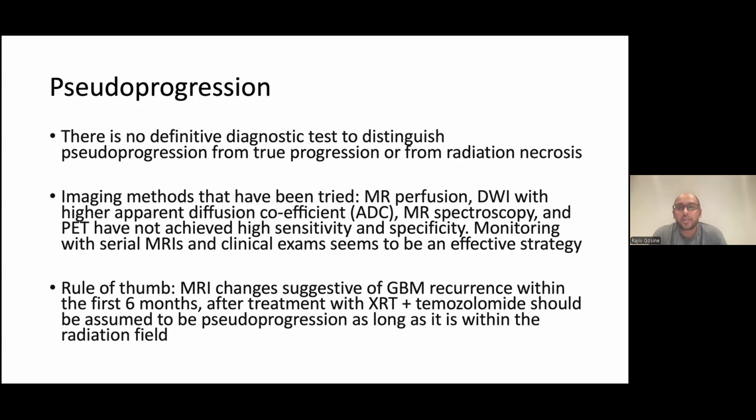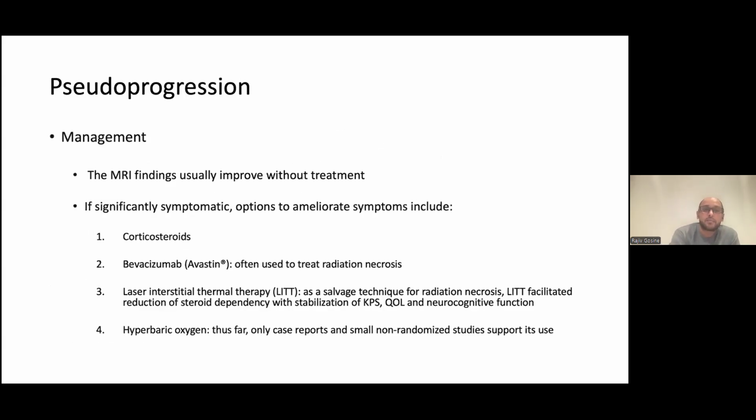What appears to be an effective strategy is monitoring with serial MRIs and clinical exams. As a rule of thumb, MRI changes suggestive of GBM recurrence within the first 6 months after treatment with radiation and TMZ should be assumed to be pseudoprogression as long as it's within the radiation field. In terms of management, the MRI findings usually will improve without treatment, but if it's significantly symptomatic, some options to ameliorate symptoms include corticosteroids, Avastin, the laser interstitial tumor therapy, and hyperbaric oxygen.